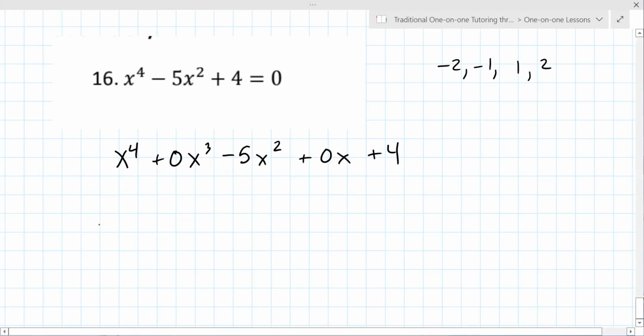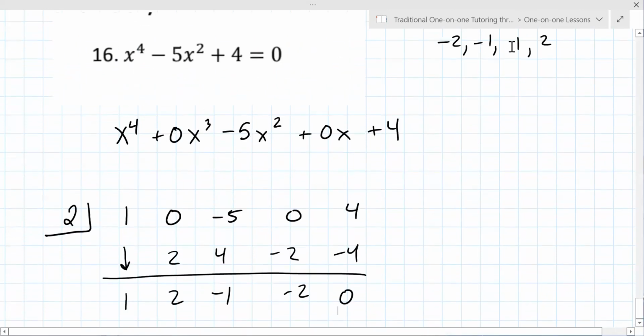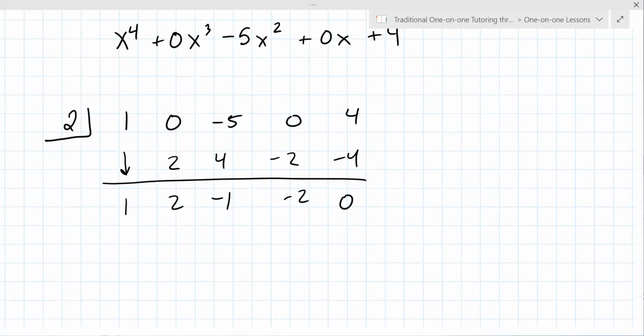So I'm going to start with the positive one and put that in the box. 1, 0, -5, 0, and 4. And then this is where you do your synthetic division. We know 2 works because I told you it works from the graph. So you should get 0 at the end. And this is where you want to keep going. You don't want to rewrite it.